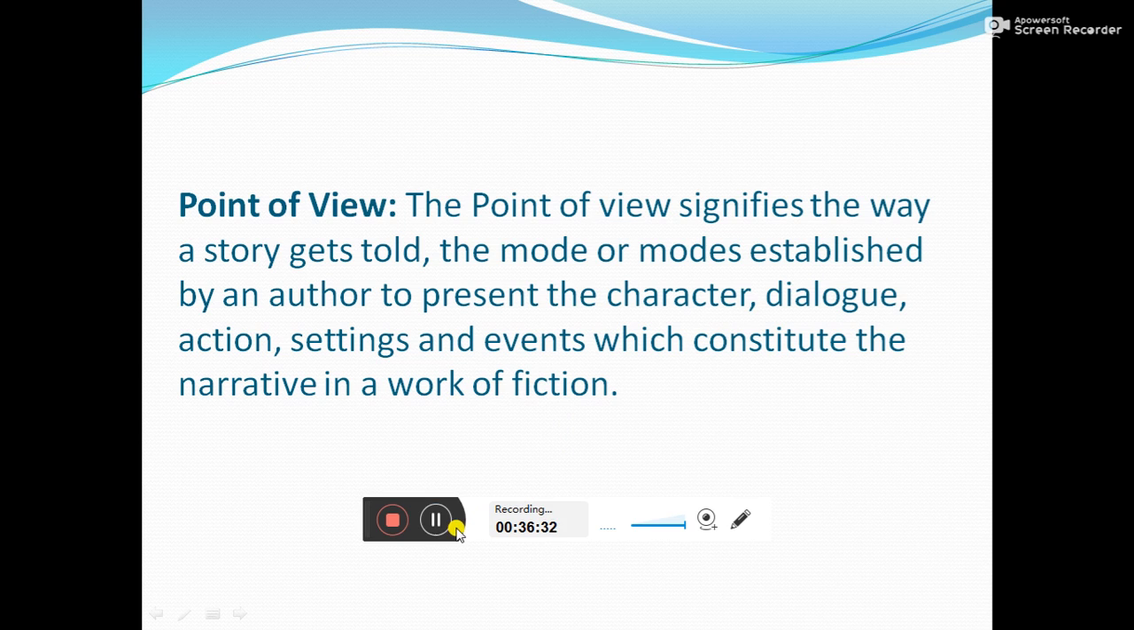Once we have understood this basic concept or definition of the point of view, then we will move on to the types, the three major types of point of view. That is third person point of view, which is the most common in novels, the first person point of view, and a very rare point of view, that is the second person point of view. Okay.